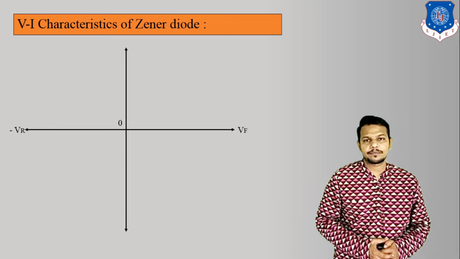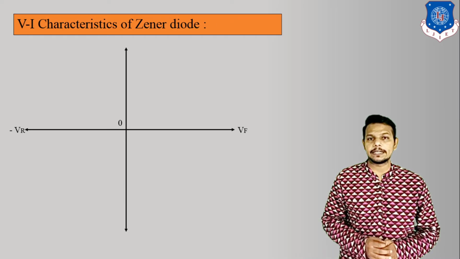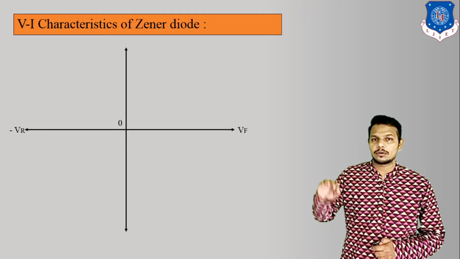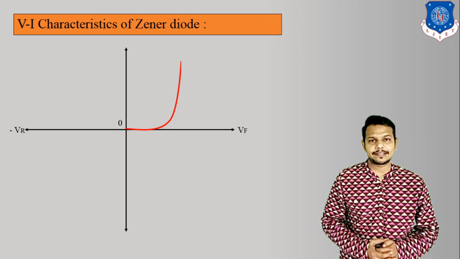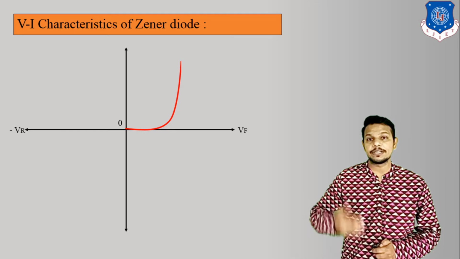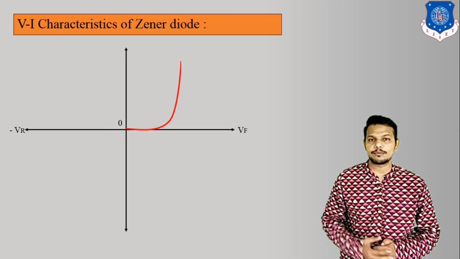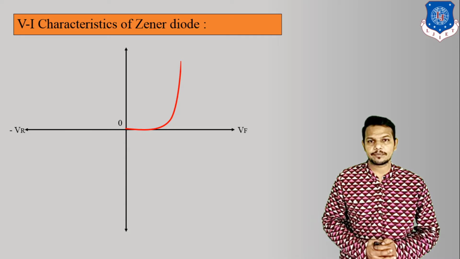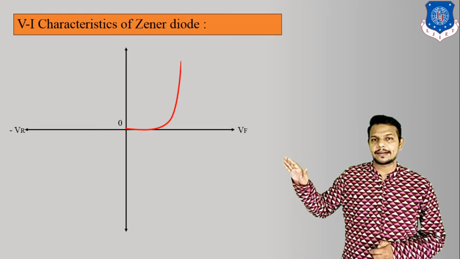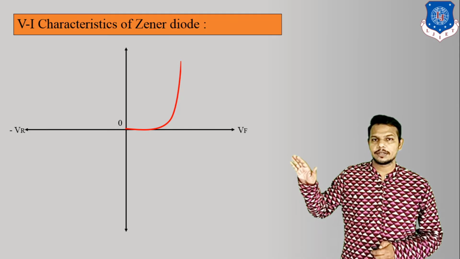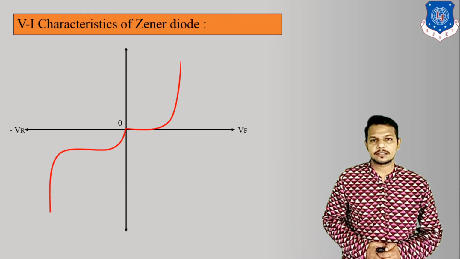Now in this graph, we will discuss the VI characteristics of the Zener diode. Specifically, the Zener diode is used for reverse bias. Here we can see the characteristics of forward bias. As we discussed earlier for the PN junction diode, if you increase voltage, the current gradually increases, but after 0.7 volt it rises sharply. This is the VI characteristics for forward bias. Next, this is the VI characteristics for reverse bias.